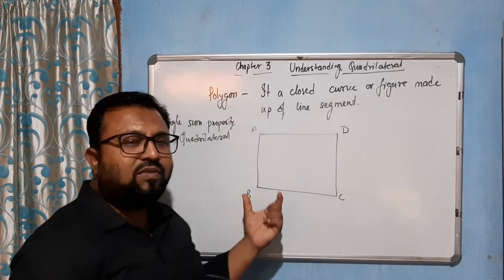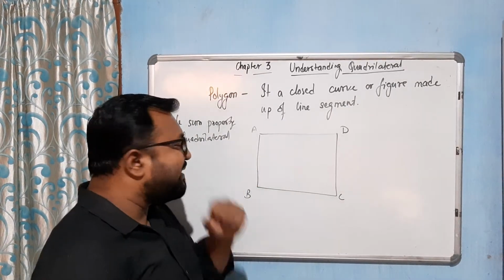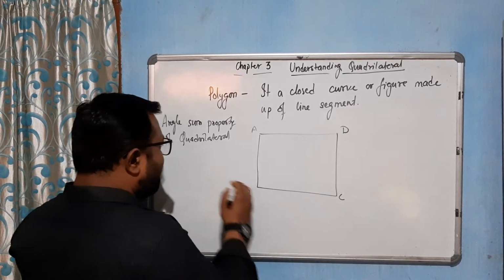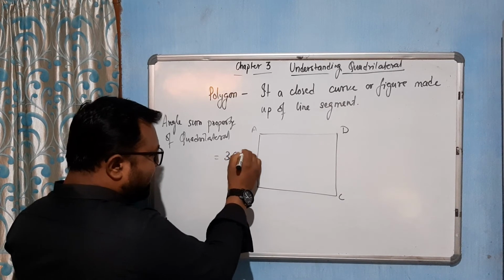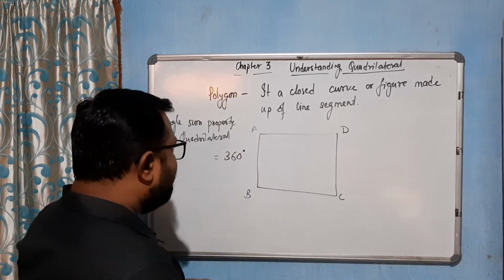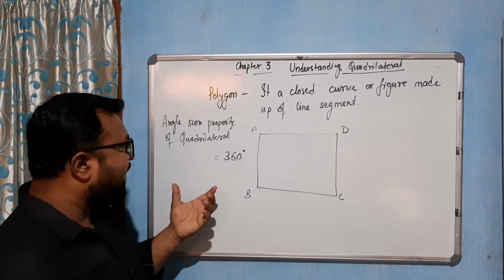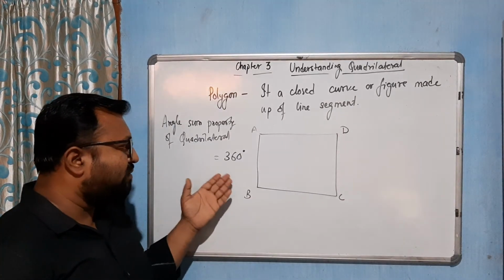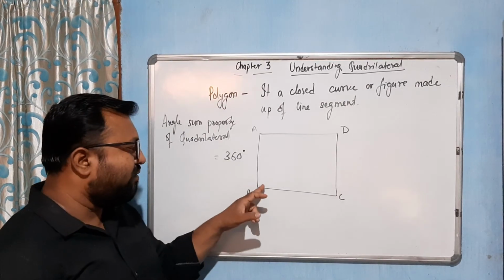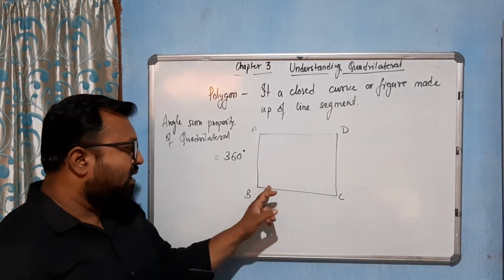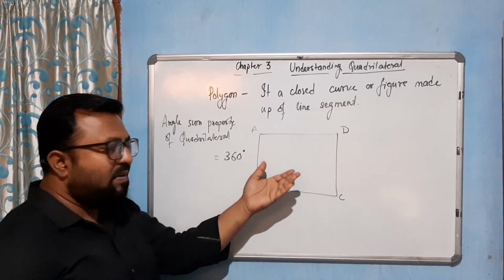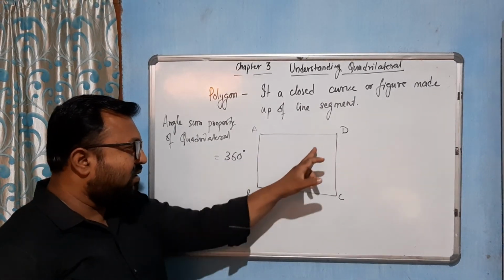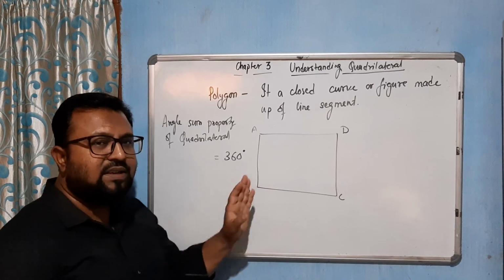The angle sum property of a quadrilateral is how much? 360 degrees. In case of a triangle, it was 180 degrees. In case of a quadrilateral, it is how much? 360 degrees. If we add all the angles of a quadrilateral, whether it is regular or irregular, the sum of the angles always comes to 360 degrees.